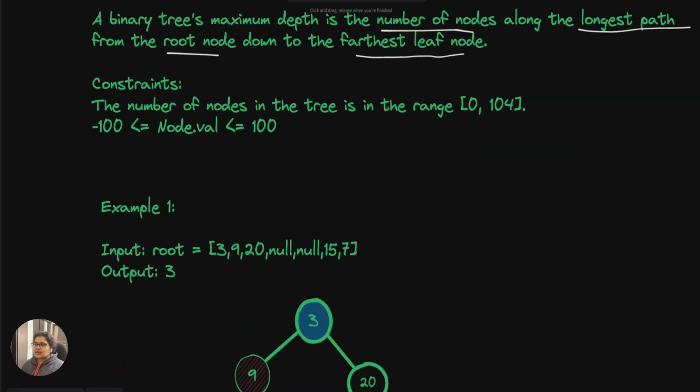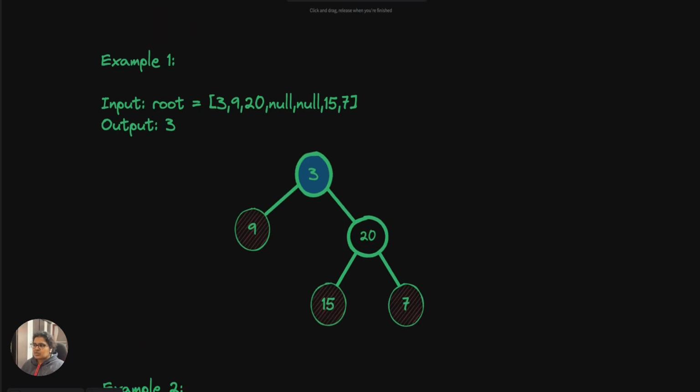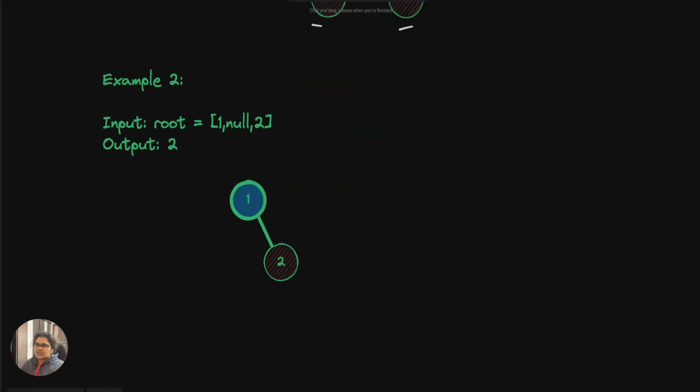Okay, let's look at an example. So in this example, the maximum depth nodes are 15 and 7. So the distance from the root node to them is either 3, 20, 15 or 3, 20, 7. Both of them have the number of nodes as 3, which is why our output is 3. Okay. Now if we look at another example, this one has just 2 nodes, so a single path. So the number of nodes is obviously 2.